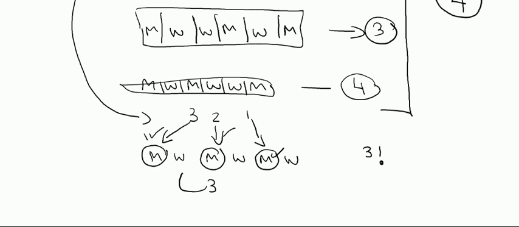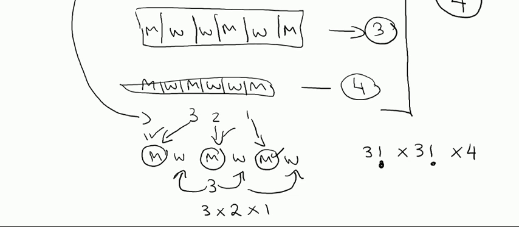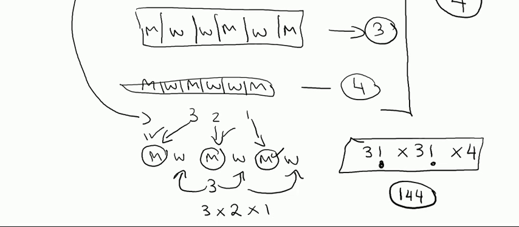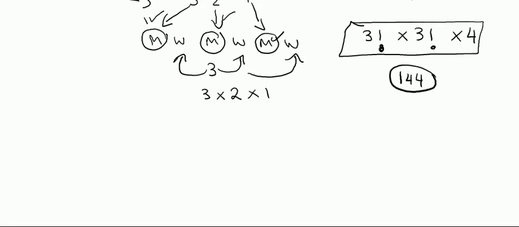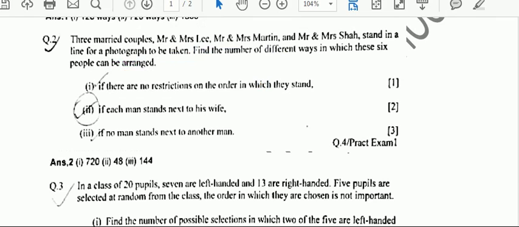Likewise, there are 3 women. Any of the 3 can take the first place. After that, the remaining 2 have an option to sit on the second place, and the remaining one will sit on the third. So the women can arrange themselves in 3 factorial ways, men can arrange themselves in 3 factorial ways, and then there are 4 possible arrangements as we discussed above. In totality, 3 factorial into 3 factorial into 4 will be 144. Moving on to the next question.